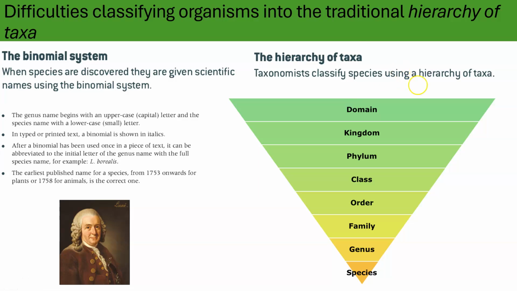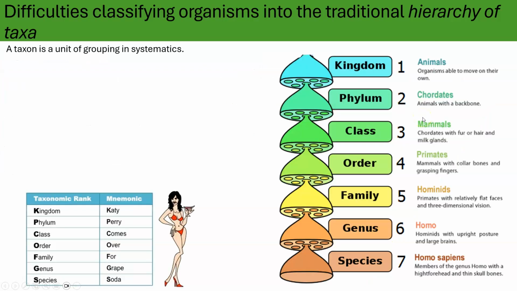Remember, we have 3 domains: Eukarya, Archaea, and Bacteria. Within a given domain, there are several kingdoms, which could be animals, plants, fungi, and so on. Within kingdoms, there are several phyla. Within a phylum, there are several classes. Within a class, several orders. Within orders, several families. Within one family, many genera. And within one genus, several species. This is why it's called hierarchical: the further up you go, the more species you include.